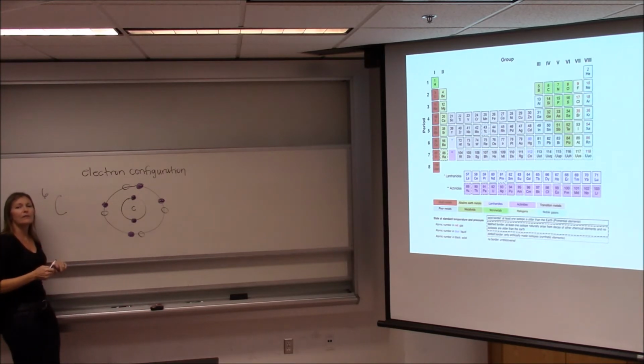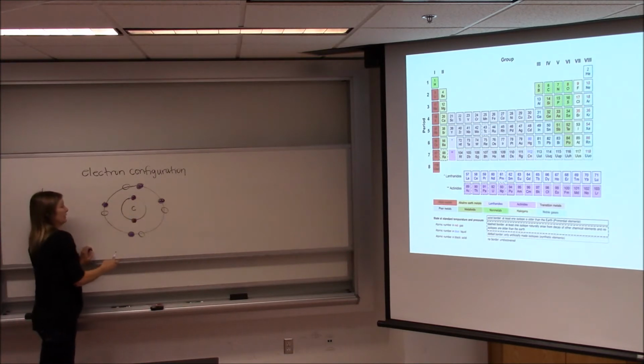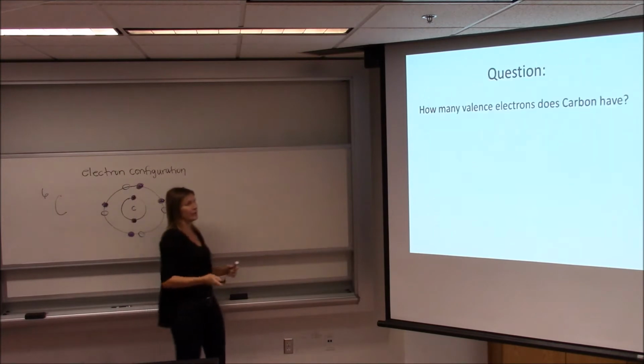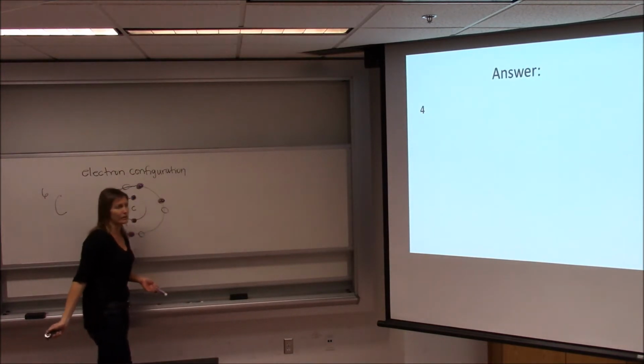So how many valence electrons does carbon have? That's asking how many are in the outer shell. 1, 2, 3, 4. Again, it's in column 4. So carbon has 4 valence electrons.